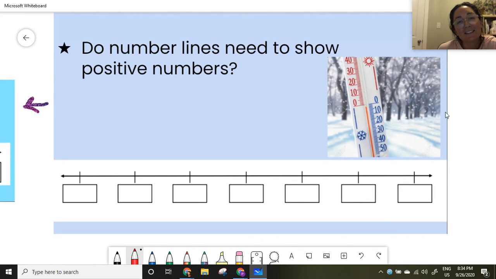Do number lines need to show positive numbers? A thermometer is a type of number line, and the thermometer has a 0 right around the middle, because very often, depending on where you are, the temperature might be below 0 degrees Fahrenheit or below 0 degrees Celsius. So no, you do not need to start at 0, you do not need to count by 1s, and you do not need to only show positive numbers on a number line.